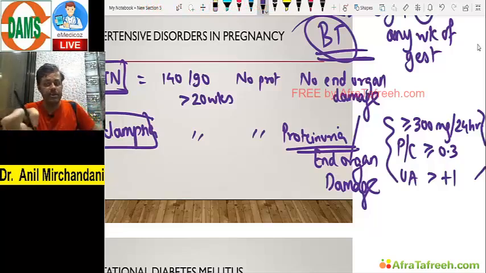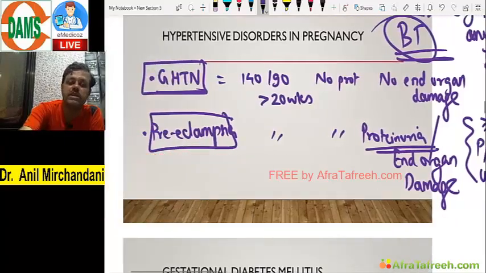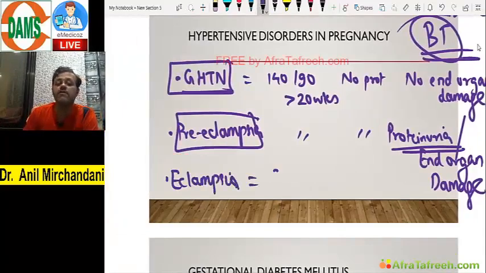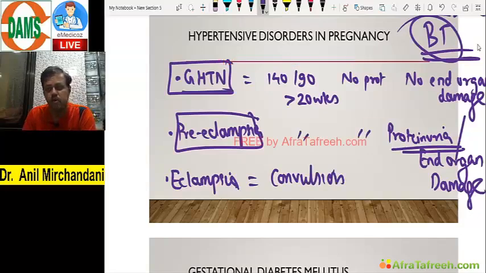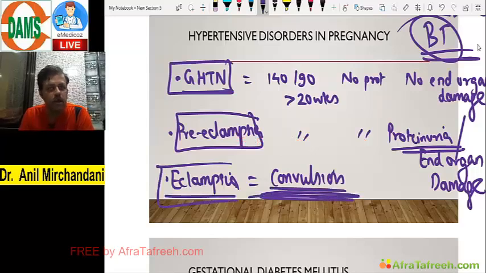Urine albumin in a preeclampsia case, you remember, is more than 1 plus. That means +2, +3, +4. Earlier it was written as more than or equal to 1 plus. Now it is urine albumin more than 1 plus. I'm telling you the latest thing, more than 1 plus. Eclampsia would mean the patient would have convulsion. Eclampsia, convulsion. Okay, got it?